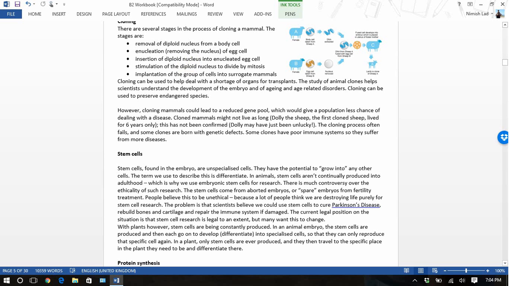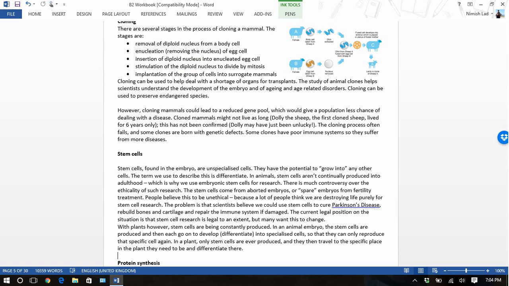So if you've got loads of clones, they've all got the same DNA, there's not going to be as much variation. Now, if there isn't as much variation, you don't get evolution in the same way, and you also don't get people dealing with disease in the way they normally would. So actually, simple diseases could become a lot more difficult to deal with.